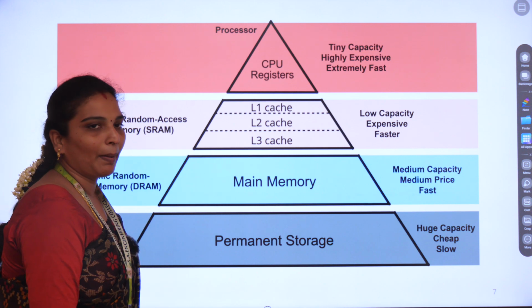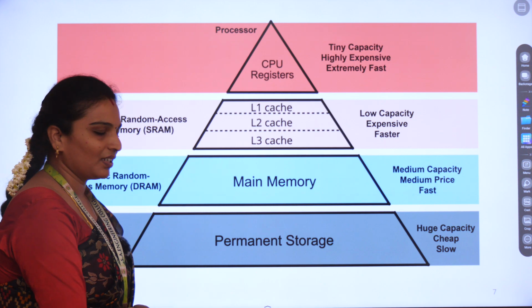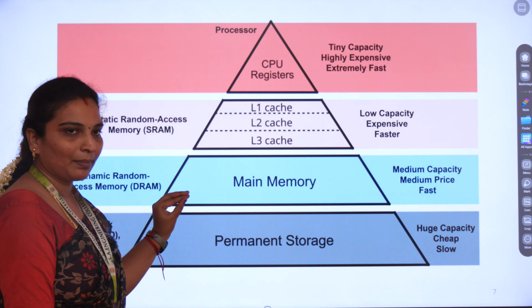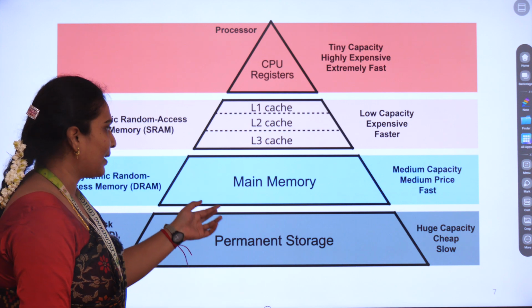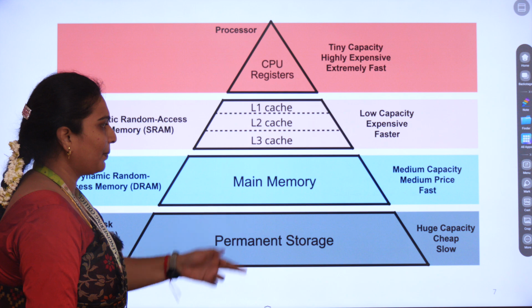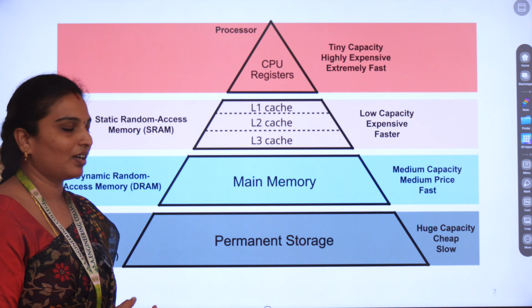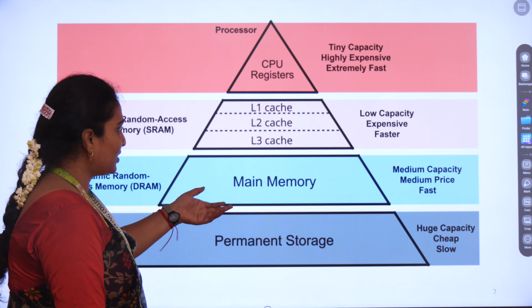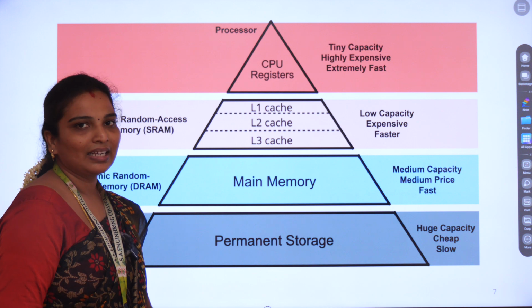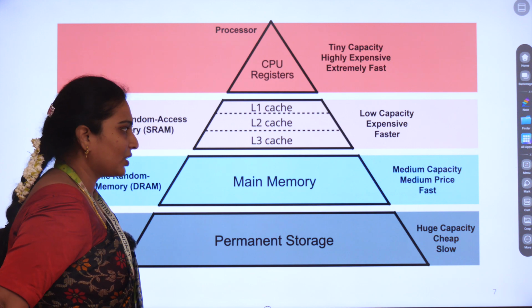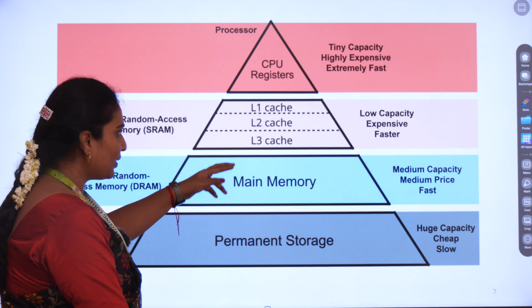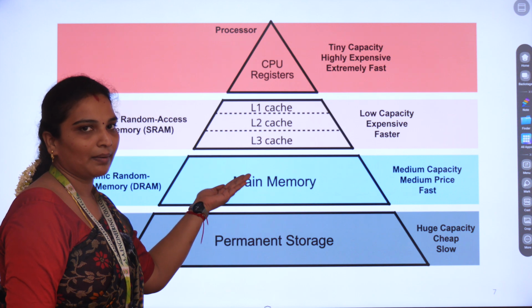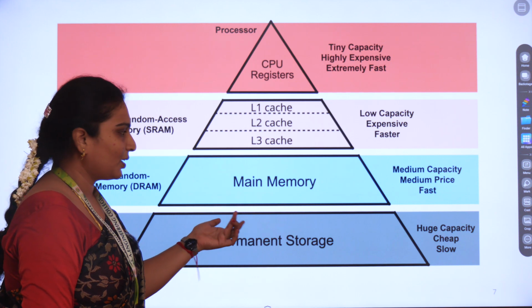Okay, the next level of memory, next to cache, is main memory. Main memory is random access memory, and the dynamic random access memory, DRAM, component is available in RAM. Compared to cache, main memory's capacity is somewhat higher, but compared to permanent storage, main memory capacity is low. The cost of main memory is a little cheaper than cache, but higher than permanent storage. Compared to cache, the performance of main memory is a little slower, but compared to permanent storage, main memory's speed is somewhat higher.